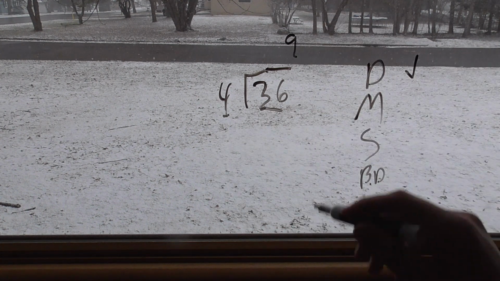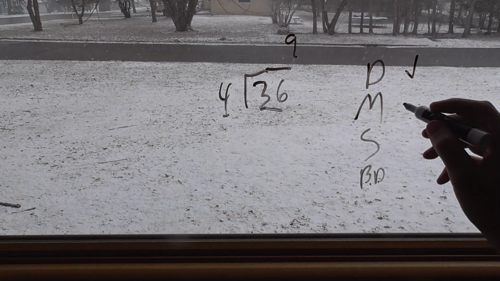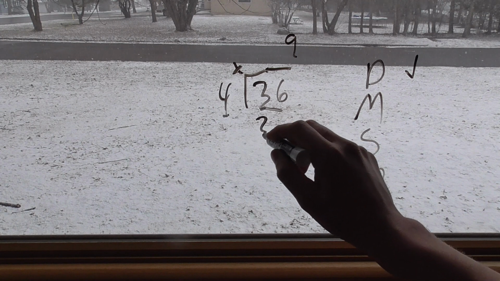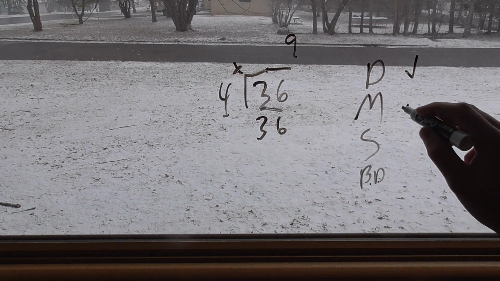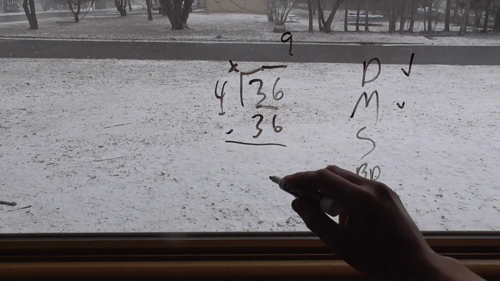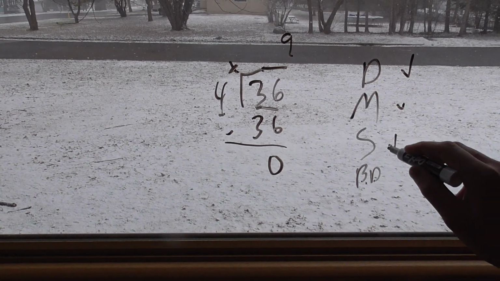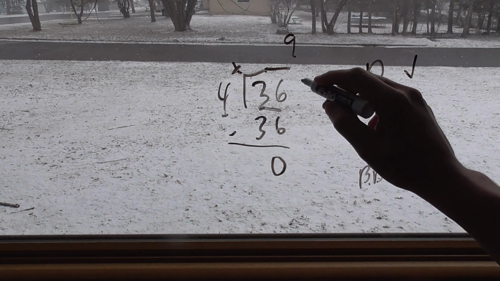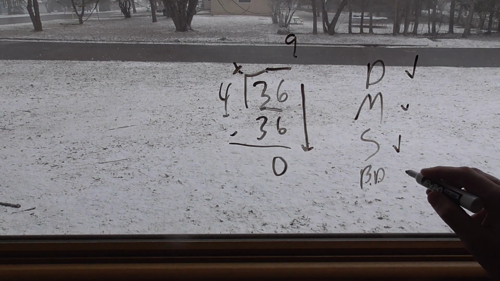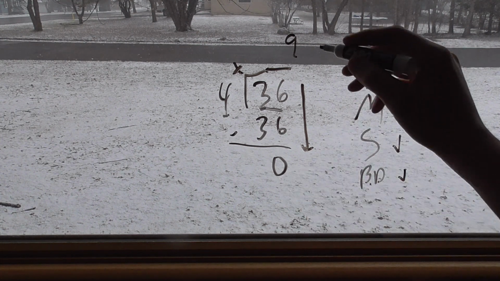So I divided. I'm going to now multiply. 9 times 4 is 36. I put my product down here. Check. The S stands for subtract. 0. Check. And if there was another number up here, we would bring it down. In this case, there isn't another number, so we're done, and we have a remainder of 0.